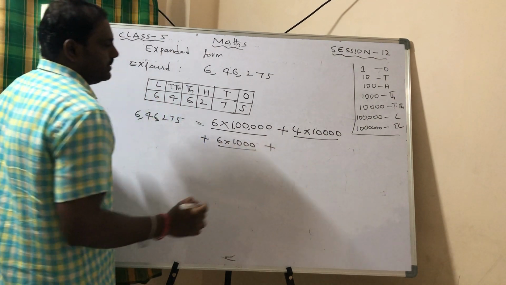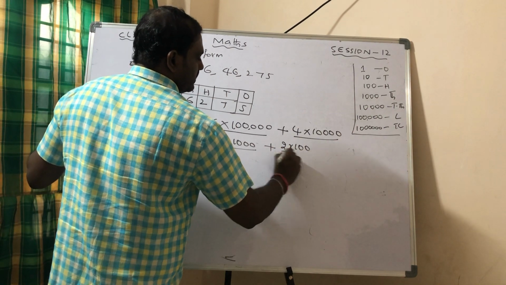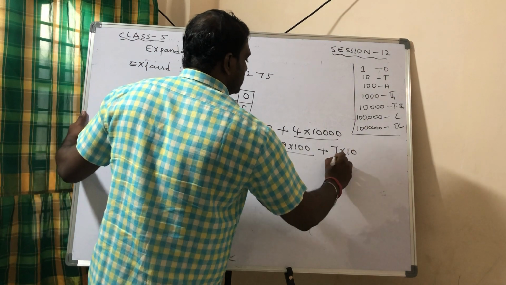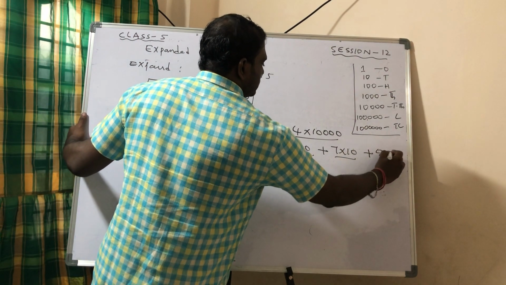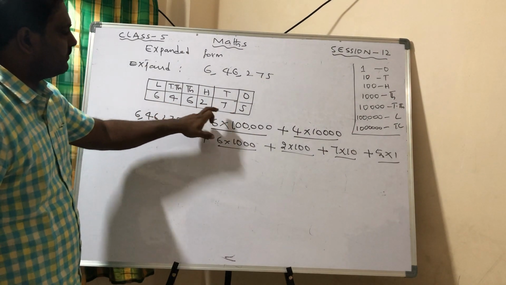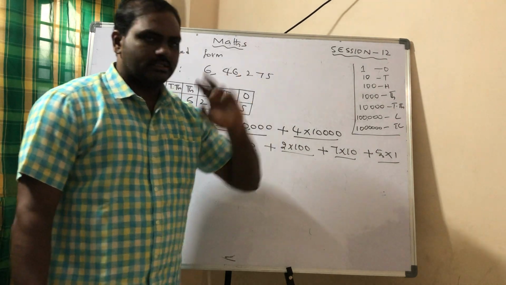Underline this. Plus 2 into 100. Why am I underlining? Because to avoid the confusion, we have to underline it. How many digits are there? 1, 2, 3, 4, 5, 6. 6 lines must be there. 1, 2, 3, 4, 5, 6.